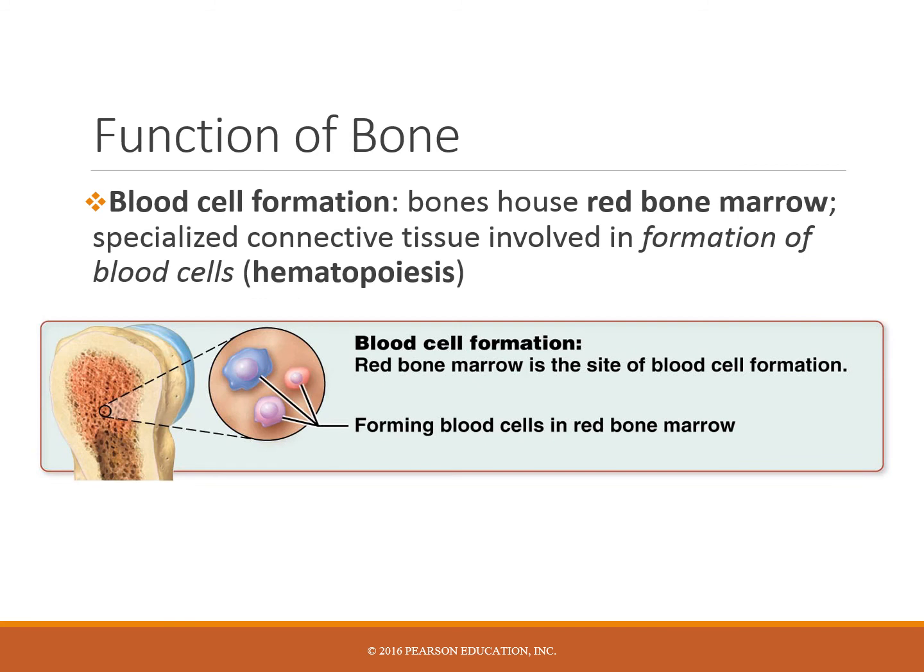Next is blood cell formation. Your third function for your bone is that they house red bone marrow, which is a specialized type of connective tissue that helps to form red blood cells, white blood cells, and cell fragments called platelets. The process of forming blood cells is called hematopoiesis. Try saying that a few times. It's one of the fun words in anatomy and physiology. Hematopoiesis.